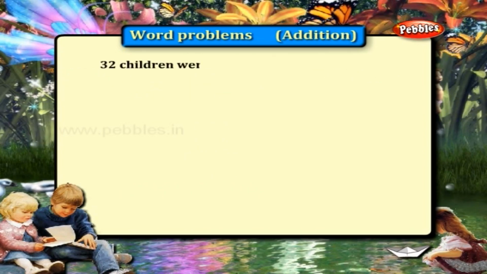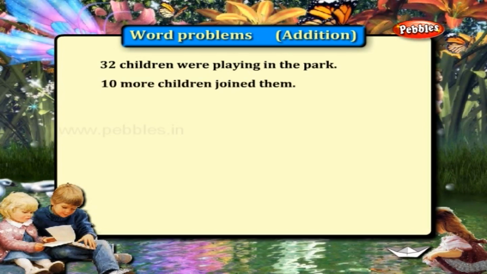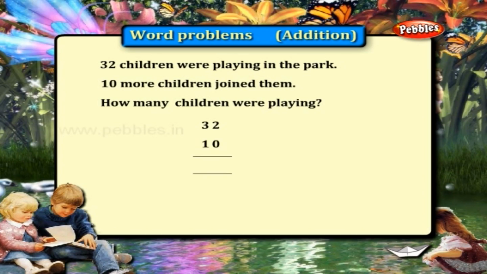32 children were playing in the park. 10 more children joined them. How many children were playing? 32 plus 10 is equal to 42. 42 children were playing.